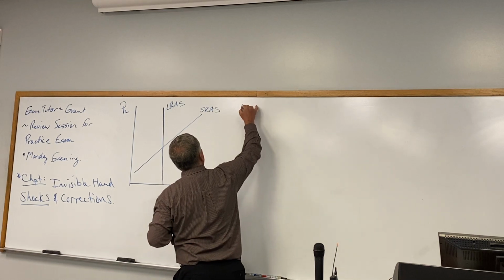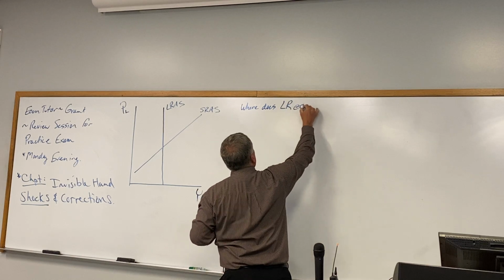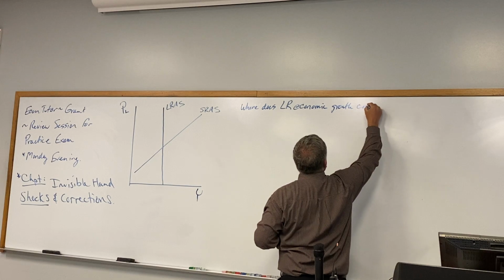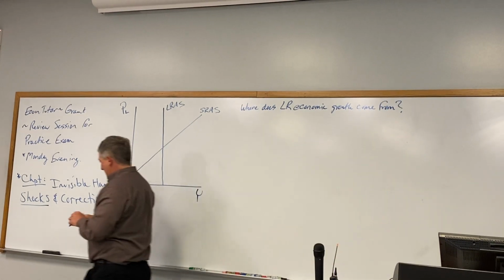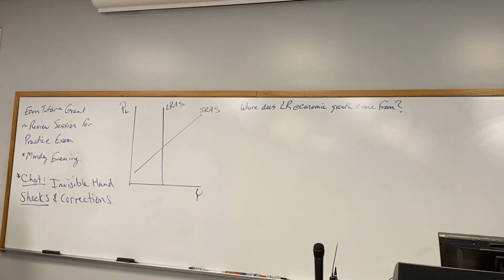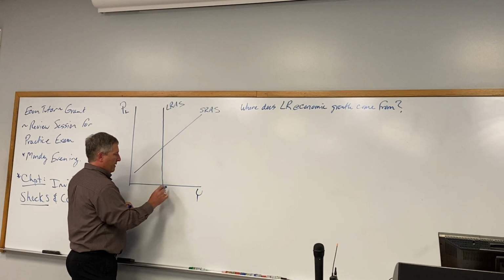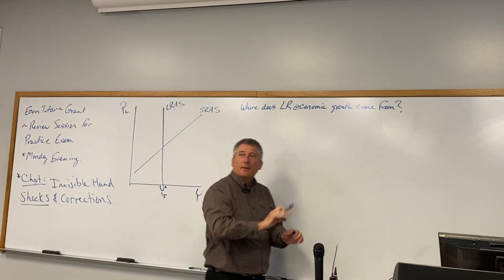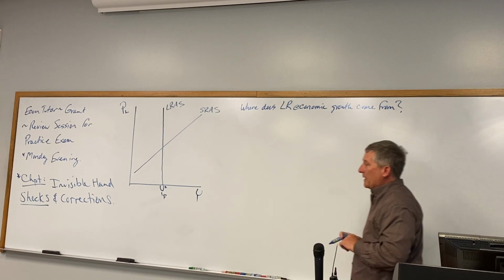So where does long run economic growth come from? A question that's been tackled by economists and other people for a long time. And so economic growth is graphically here this level of the potential for the economy moving this way. What causes the economy, the long run aggregate supply curve, to shift to the right?